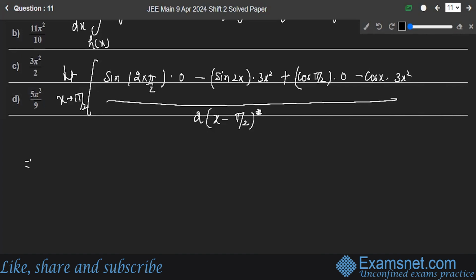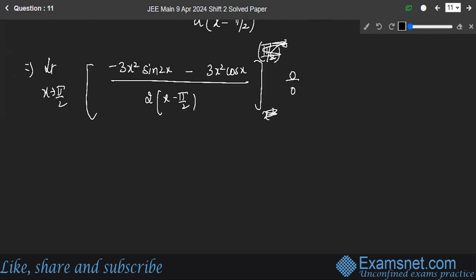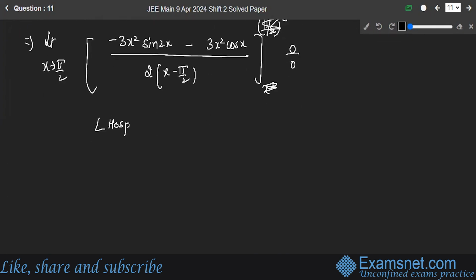Let's solve it properly. Let limit x approaching pi by 2, this is minus 3x squared sine 2x and 3x square cos 2x, and here is this. So this is what? 0 upon 0 form. Okay, so this is 0 upon 0 form. That means, here I applied Newton's Leibniz rule. And now, because this is 0 upon 0 form, let's apply L'Hospital's rule.